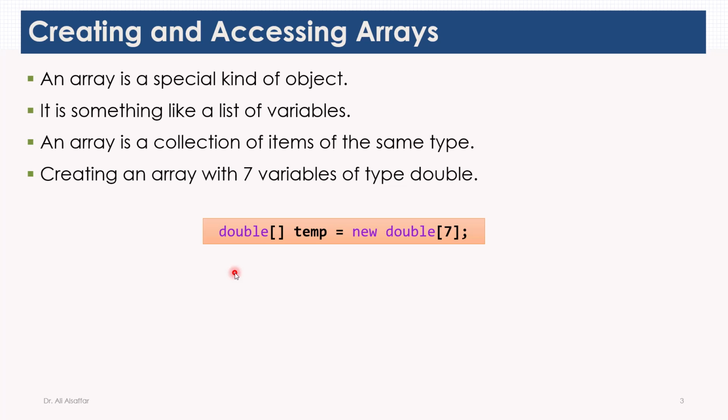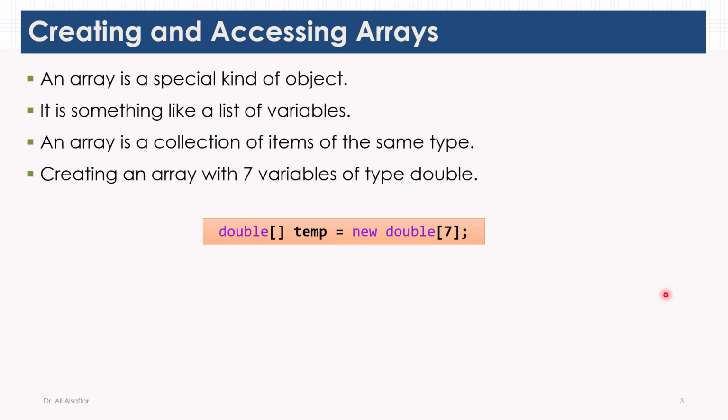For example, if I want to declare an array of 100 integers, syntactically how do we define such an array? We write int followed by empty square brackets, followed by the name of the array, followed by equal, followed by new, followed by int, and followed by 100 as the size of the integers in this array.